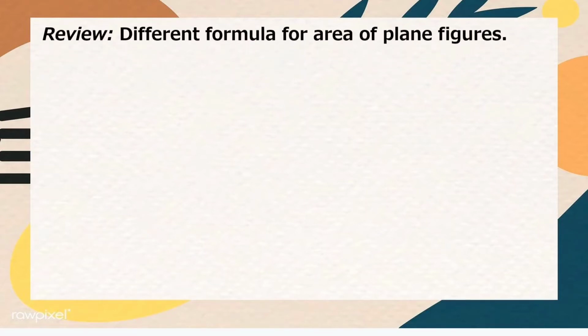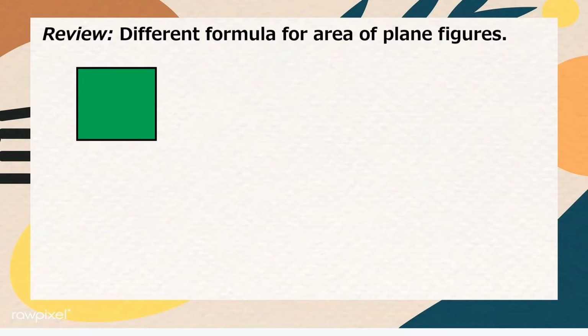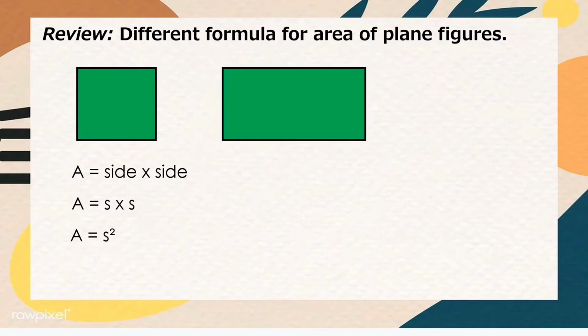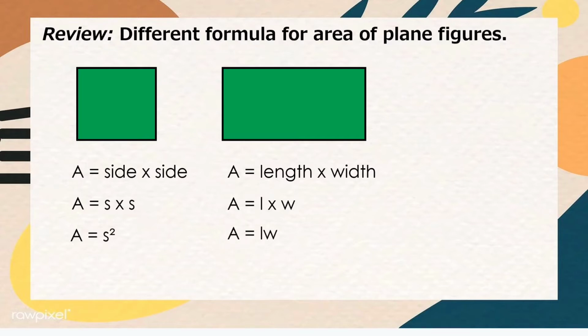So first, let's have a review of the different formulas for area of plane figures. The first figure we have here is a square. The formula for this will be area is equal to side times side. It can also be S times S or S squared. The second figure is the rectangle. The formula for this is length times width. It can also be L times W or LW.